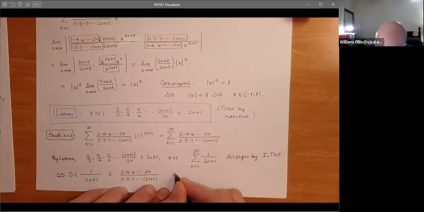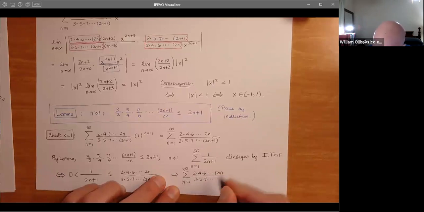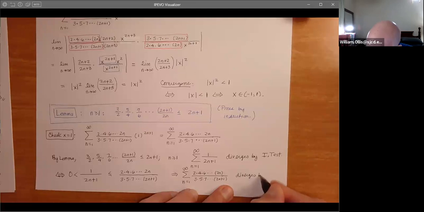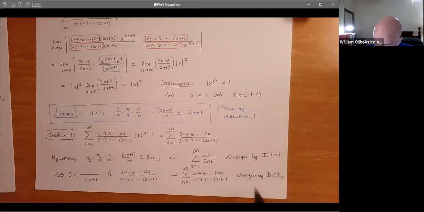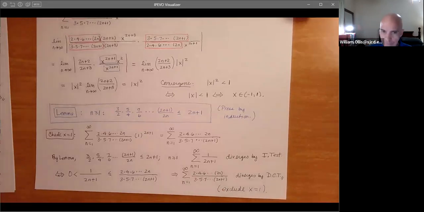So this implies the series n equals 1 to infinity, 2, 4, 6 to 2n divided by 3, 5, 7 to 2n plus 1, diverges by the direct comparison test. So we don't exclude x equals 1.